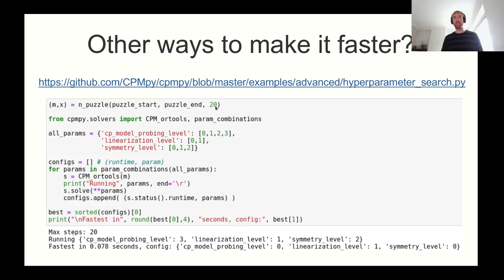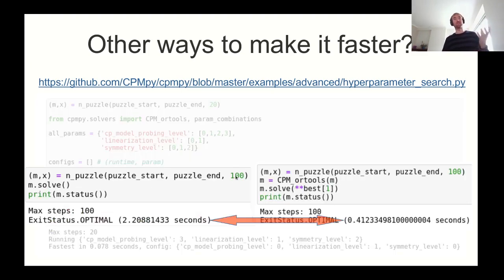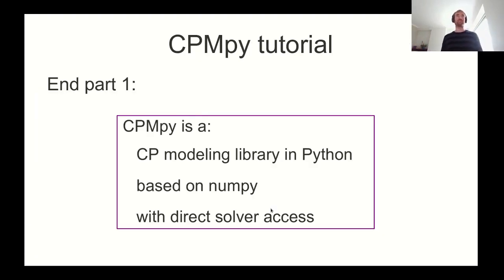We were looking for the hyperparameters just for a step size of 20, which is relatively small and fast. And now we use the same configuration for 100. So if we don't use our tuned parameters, it took 2.2 seconds. And if we now do use our best parameters, then it only takes 0.4 seconds. All right, so with exactly the same step size. And this is one of the things that you gain by being embedded in Python. All right, so that's the end of part 1.